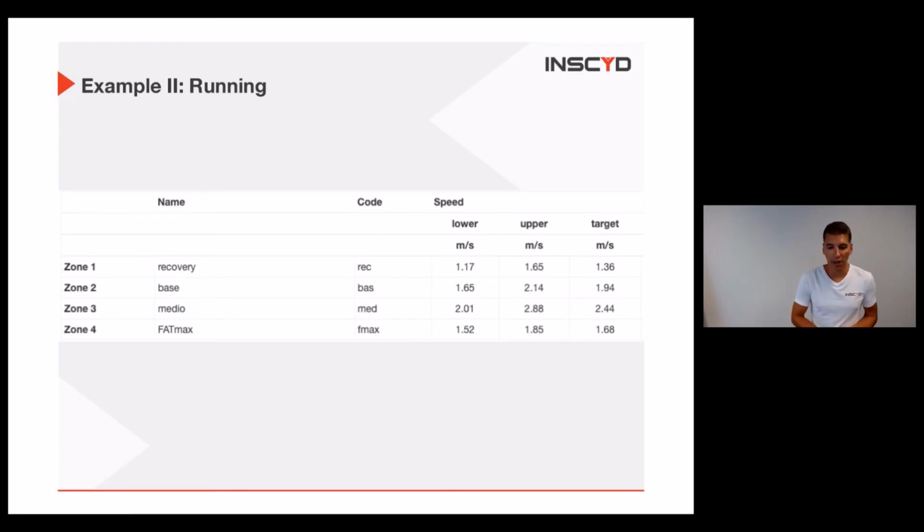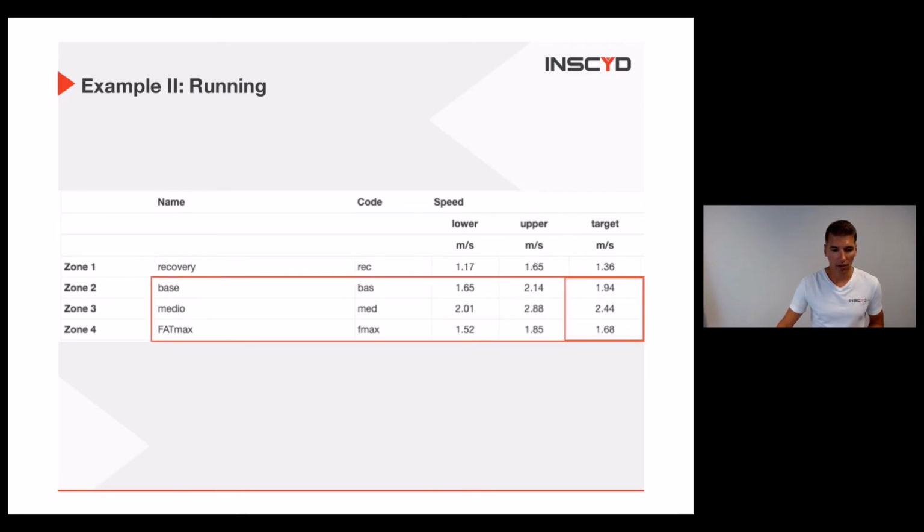Let's have an example from running. And I picked one that there have been some discussions about with users. This is training zones from a recreational athlete. And you can see that, for example, the base training is at approximately 2 meters per second, which is 8 minutes 20 per kilometer. And you go, wow, that's hardly running, right? It's almost impossible, not to speak of very demotivating for the athlete, to tell him or her to run at 8 minutes 20 per kilometer.